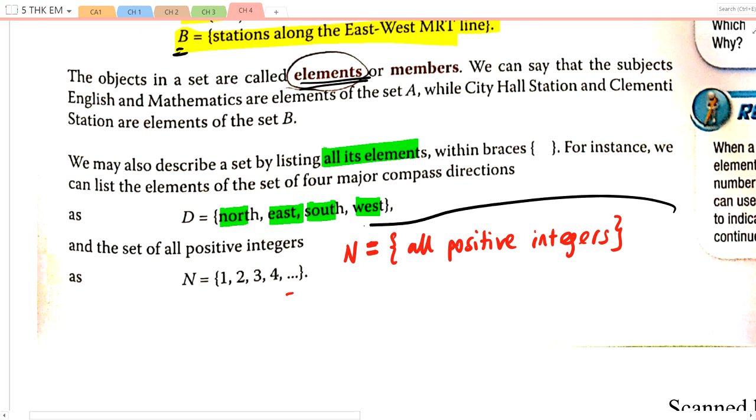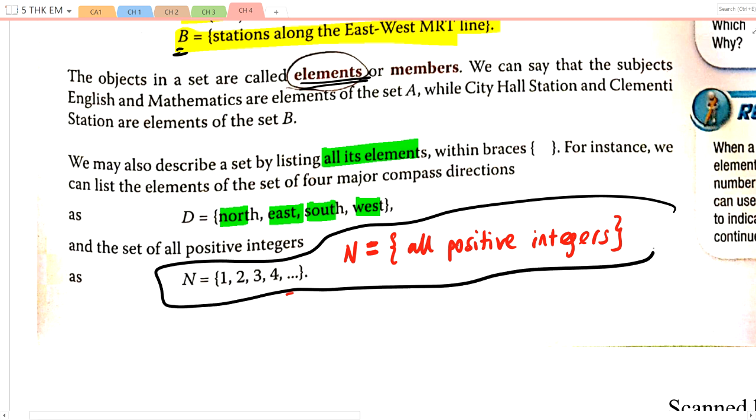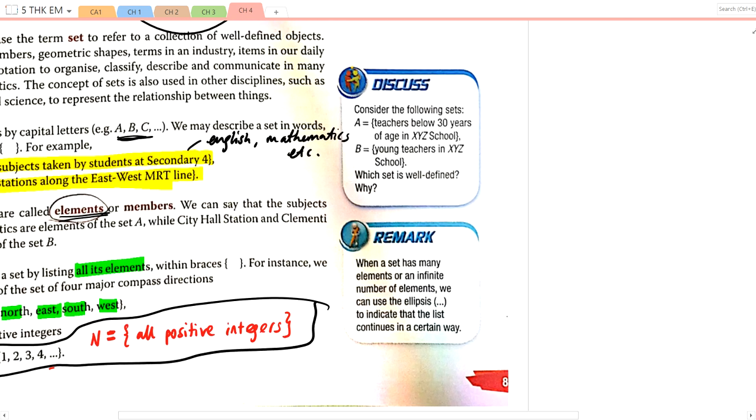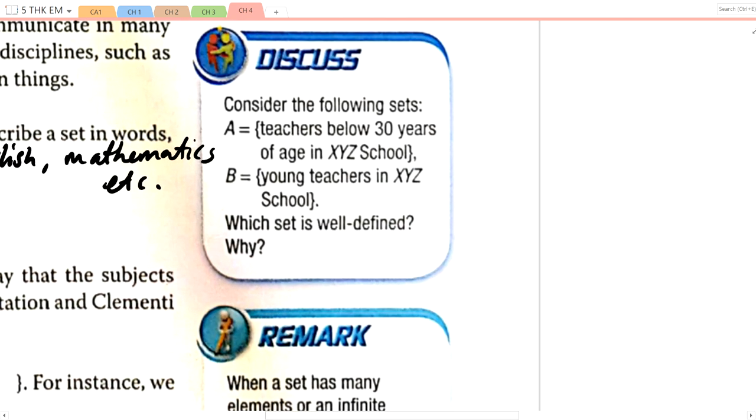Now these two, they represent the same thing. It's just a different way of writing it. Okay, so over here at the side of our textbook, we've got set A, teachers below 30 years of age in the school, and set B, young teachers in the same school. So the question is, which one is well defined?